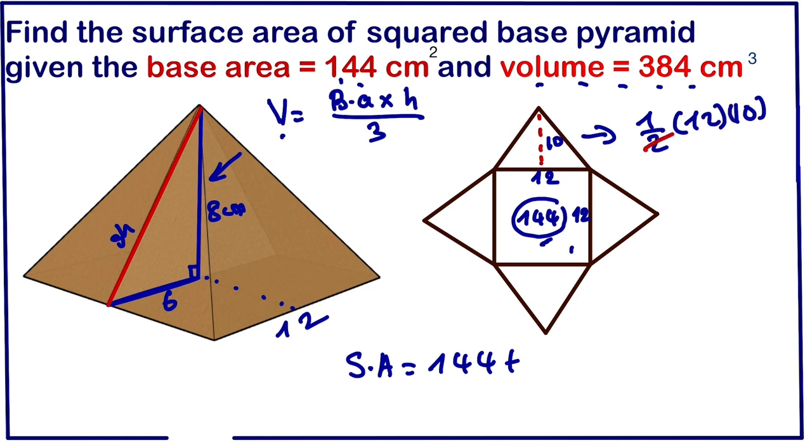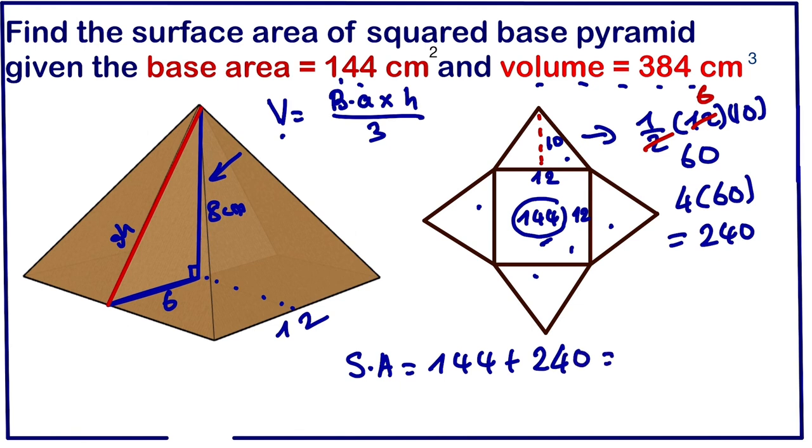So if we simplify this, we are going to have 6 times 10 is 60. So we have 4 triangles. So we are going to have 4 times 60, which is 240. So we just add the 240 here. So if we add them up together, we are going to have 384 centimeters square. So this is the surface area.